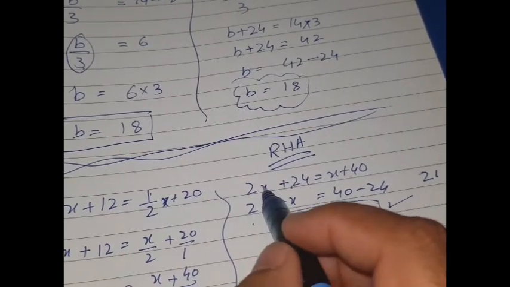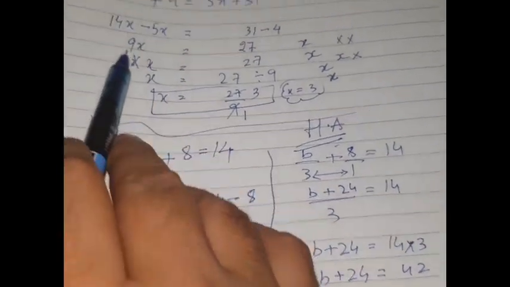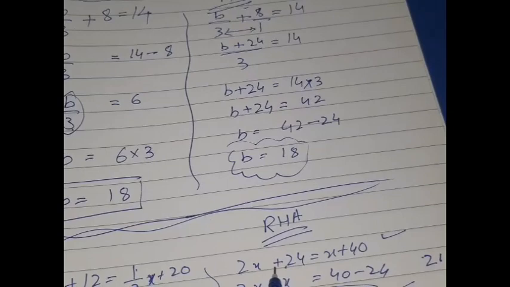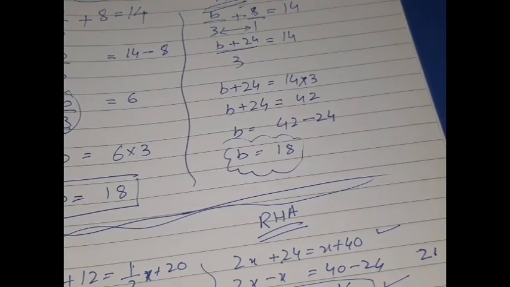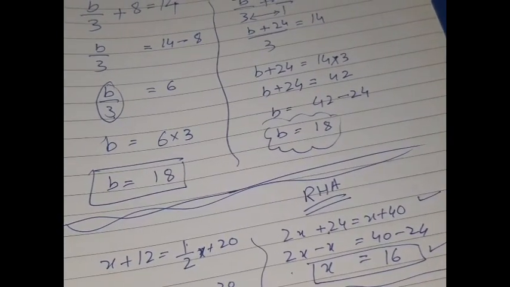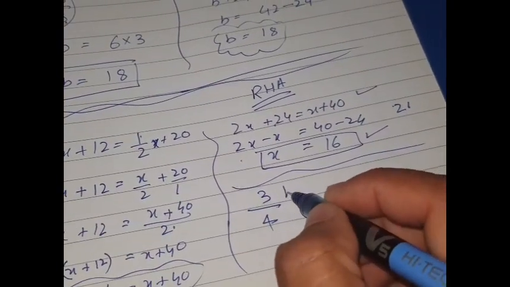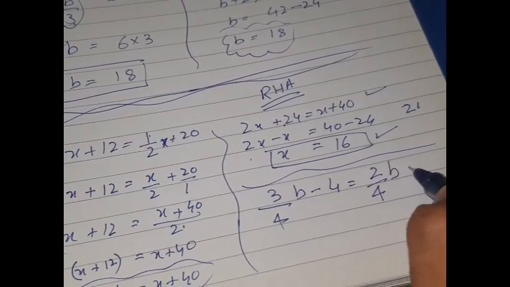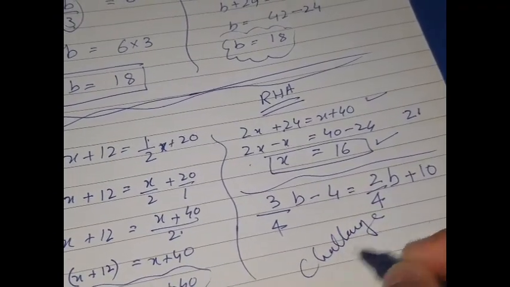It's the same thing. This question is the same as collecting like terms, which I did earlier up here for these questions: 14x plus 4 is equal to 5x plus 31. Here, 2x plus 24 is equal to x plus 40. Two with variables, two constants. So this is how we're going to work with these questions. I'm going to leave one question for you to check if you get the right answer: 3 by 4 b minus 4 is equal to 2 by 4 b plus 10. Let's see if you are expert enough to do this challenge.